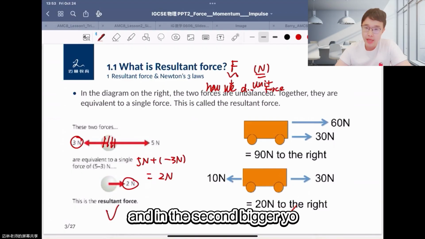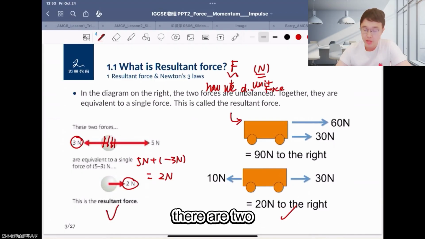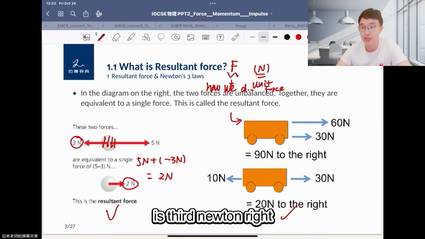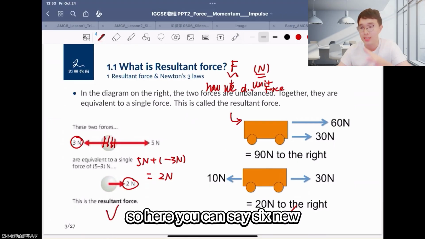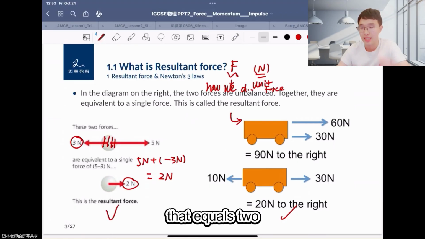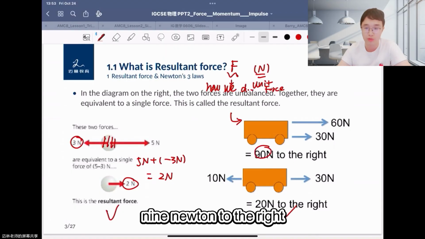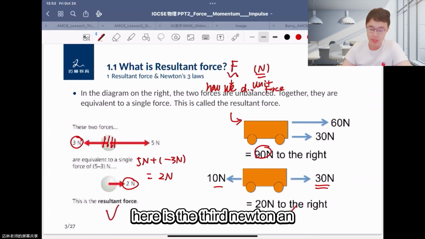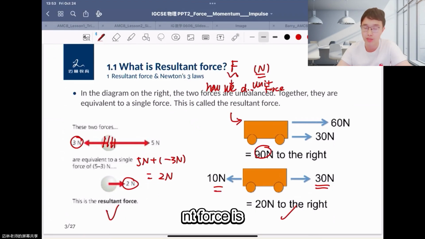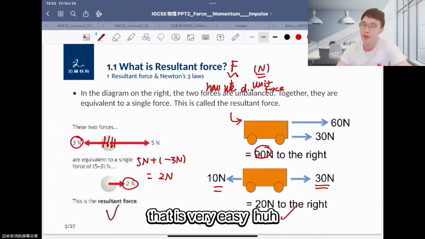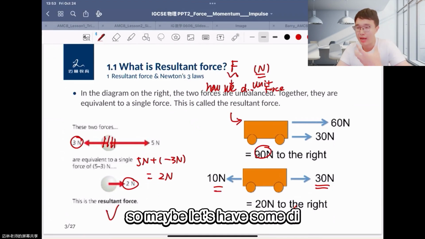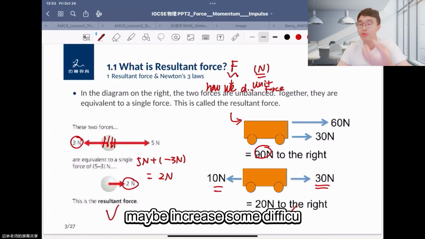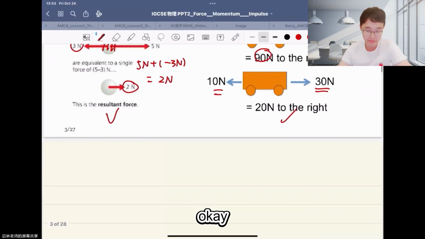Okay, and in the second figure, we can find there are also two forces acting on the car. One is 60 Newton and another is 30 Newton, right? So here you can say 60 Newton plus 30 Newton equals 90 Newton to the right. And for the second example, you can find here is 30 Newton and 10 Newton. So here the total resultant force is 20 Newton. That is very easy, huh? So let's increase some difficulty in these problems, okay?